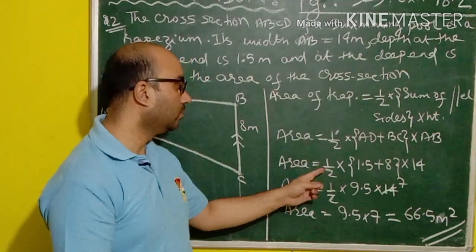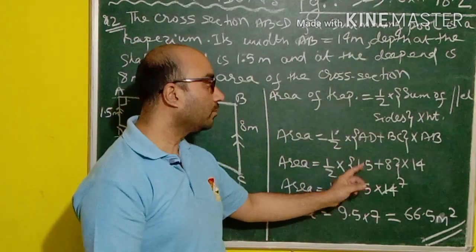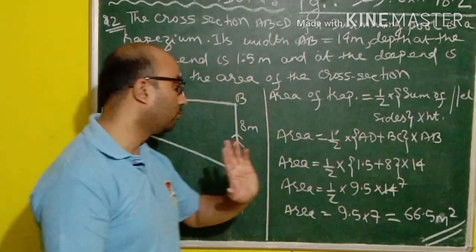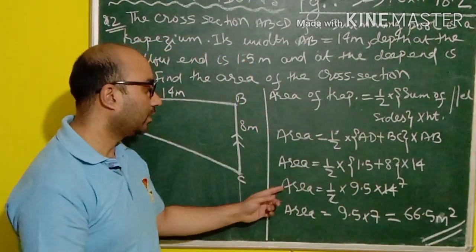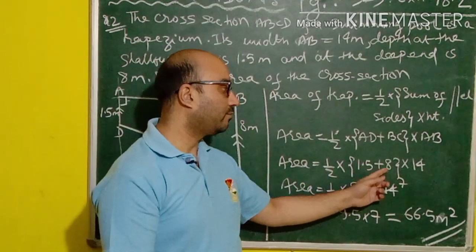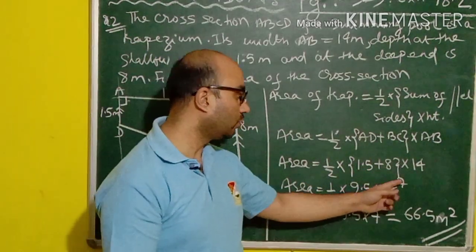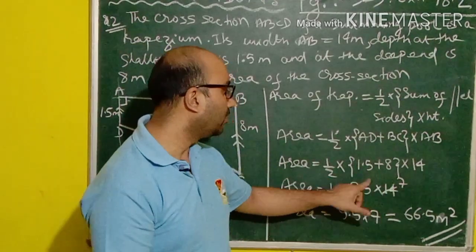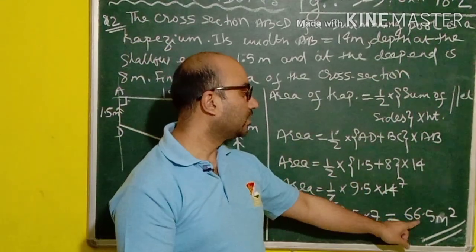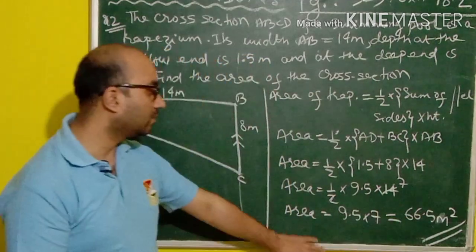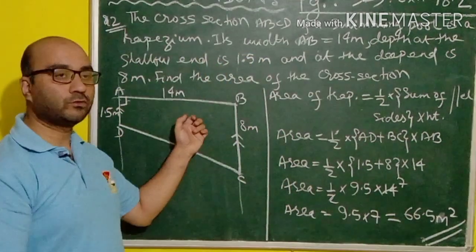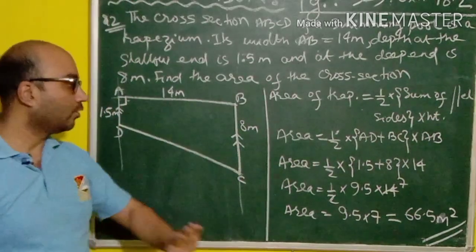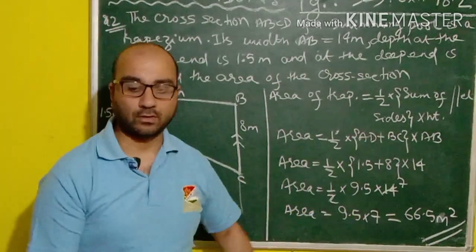So area is equal to half into the length of AD, which is 1.5, plus the length of BC, which is 8, into 14, the length of AB. From here it is just calculation. Area is equal to half into 1.5 plus 8, which gives us 9.5, into 14. We cancel: 2 7s are 14, so 7 into 9.5 will give us 66.5 meters square. This gives the area of the cross section of the swimming pool, or the area of the trapezium ABCD. I hope the working is clear to you. Please have a look.